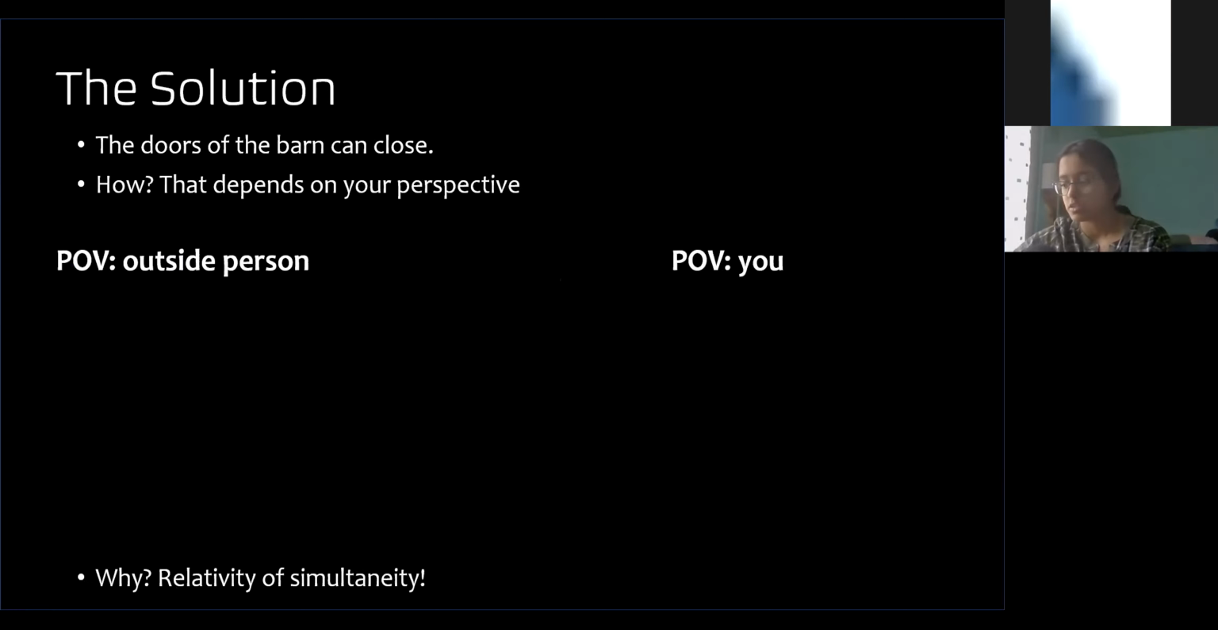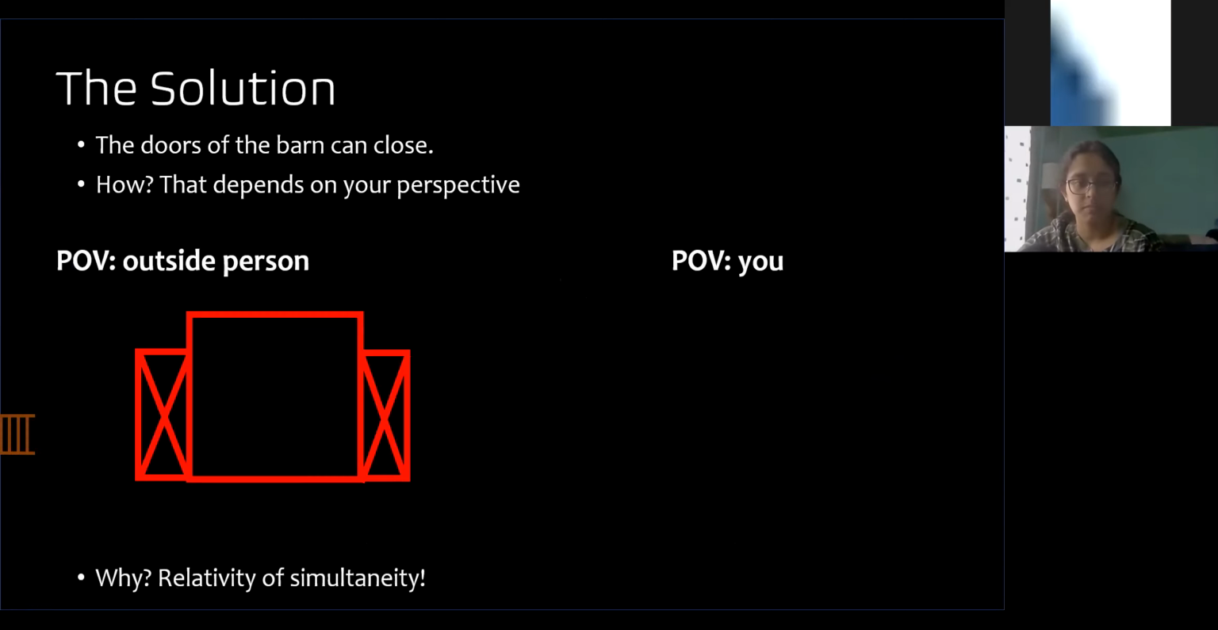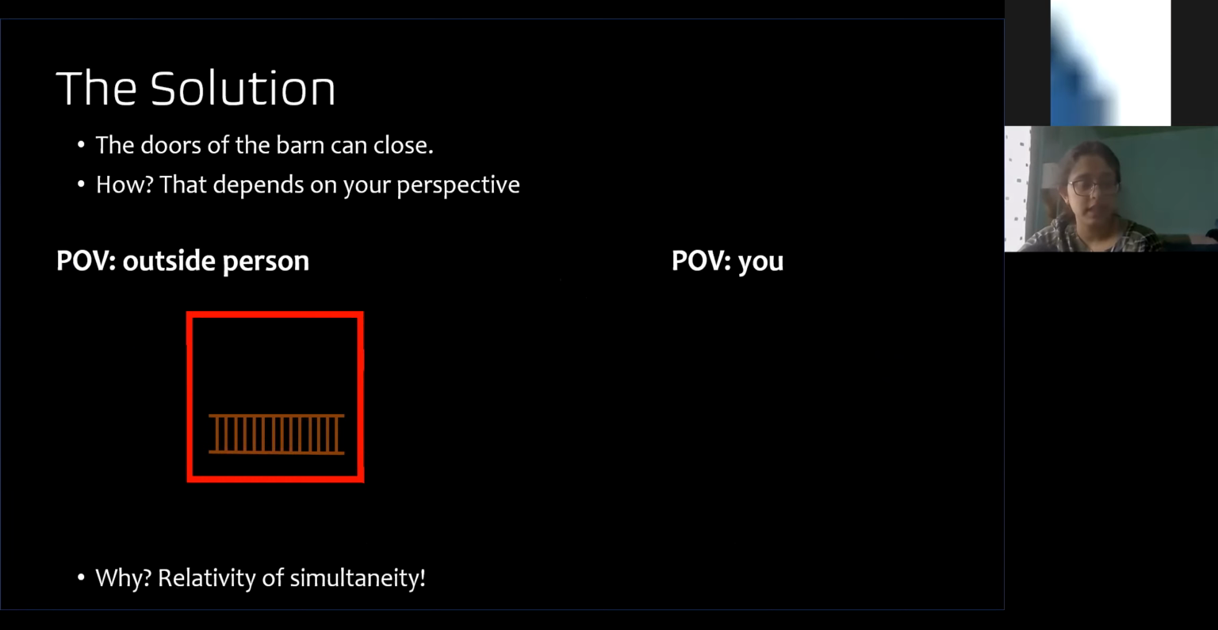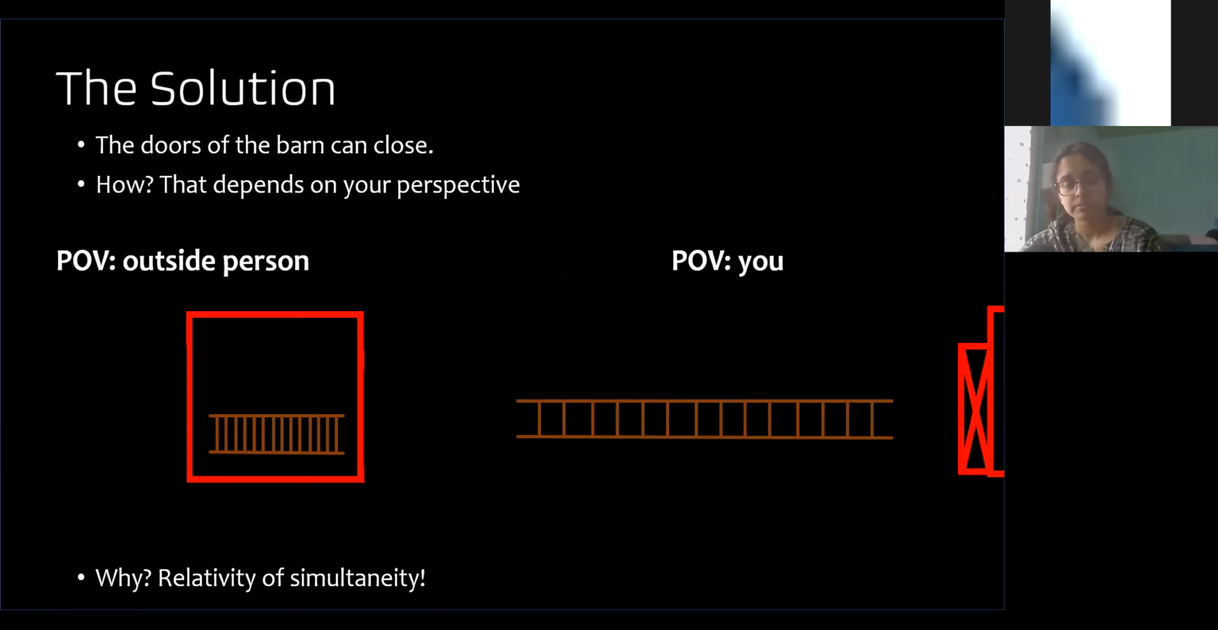So as we showed earlier, from the point of view of someone watching what happens, it's pretty simple. The ladder is simply length contracted enough to fit in the barn, and the two doors close simultaneously. This can be explained because the light from the two doors reaches the observer at the same time, because the barn and the observer are both not moving, relative to each other, at least.